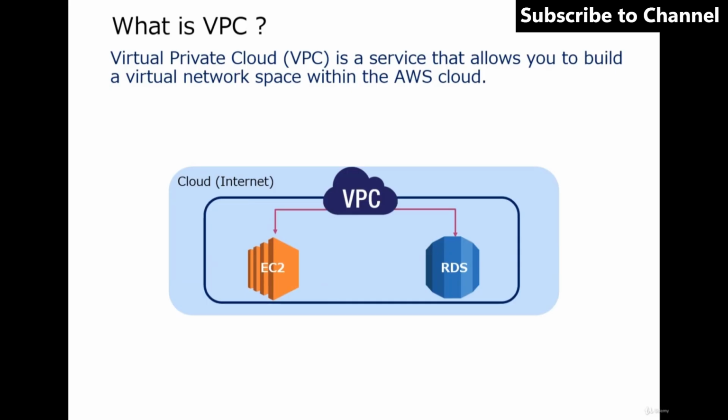A virtual private cloud, or VPC, is a service that allows you to build a virtual network space within the AWS cloud. When using AWS, a specific kind of space on the cloud is required for the user to operate. The service that creates this space is VPC, Virtual Private Cloud. This allows you to build a virtual network space within the AWS cloud. VPC can set the network to be used in this cloud. This time, let's put the knowledge we've learned earlier into practice by actually setting up a network using VPC together.